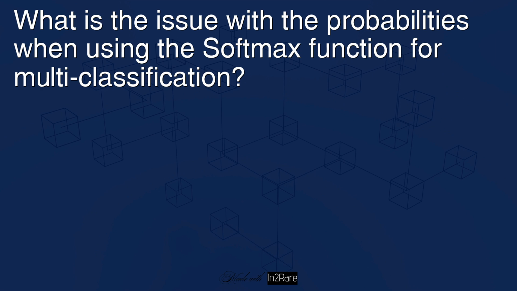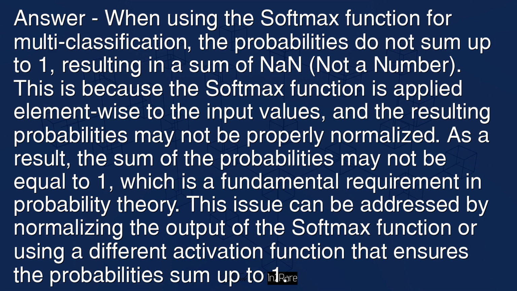What is the issue with the probabilities when using the softmax function for multi-classification? Answer: when using the softmax function for multi-classification, the probabilities do not sum up to 1, resulting in a sum of NaN, not a number. This is because the softmax function is applied element-wise to the input values, and the resulting probabilities may not be properly normalized. As a result, the sum of the probabilities may not be equal to 1, which is a fundamental requirement in probability theory. This issue can be addressed by normalizing the output of the softmax function or using a different activation function that ensures the probabilities sum up to 1.